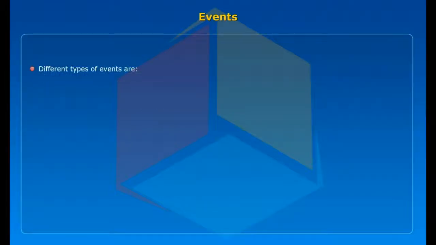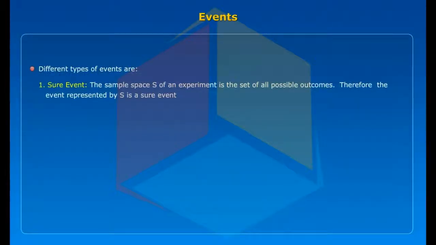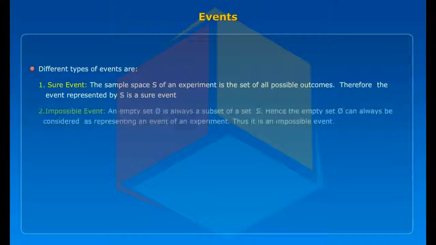Different types of events. Sure event: the sample space S of an experiment is the set of all possible outcomes. Therefore, the event represented by S is a sure event. Impossible event: an empty set phi is always a subset of a set S. Hence, the empty set phi can always be considered as representing an event of an experiment. Thus, it is an impossible event.